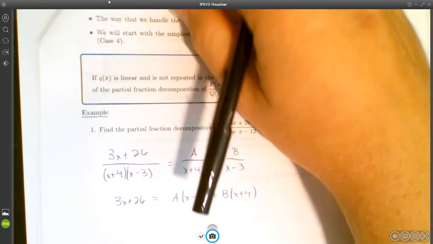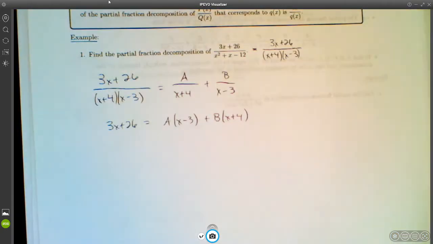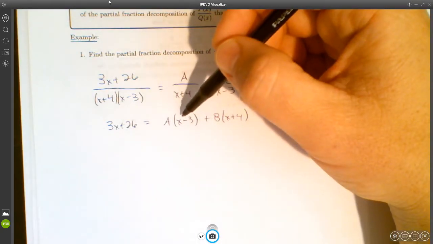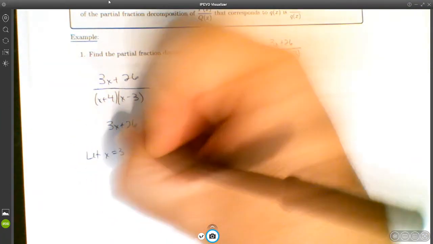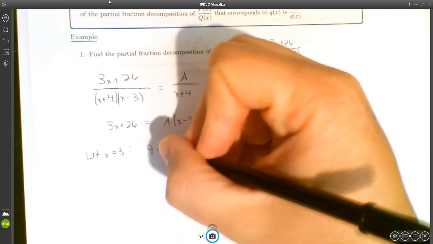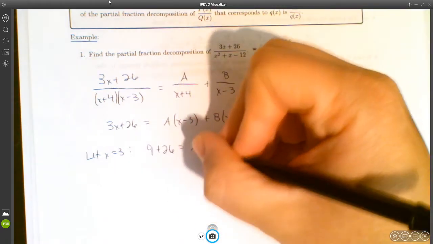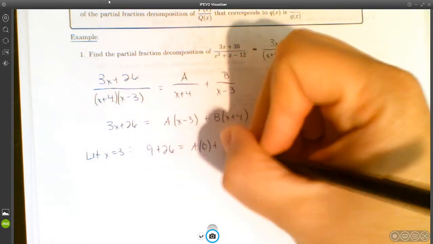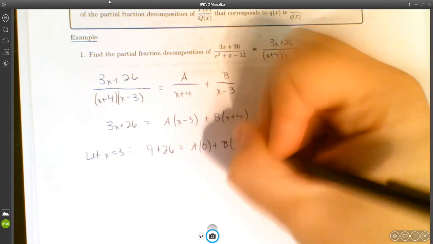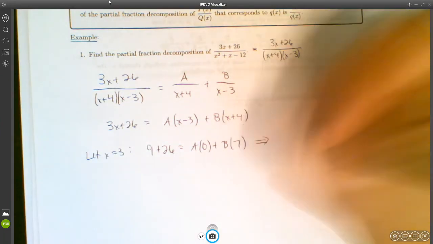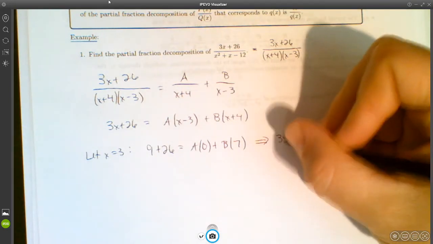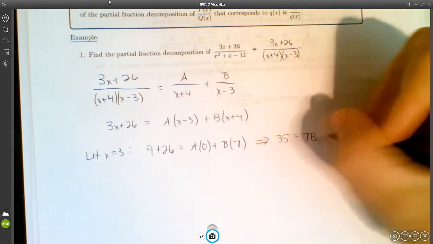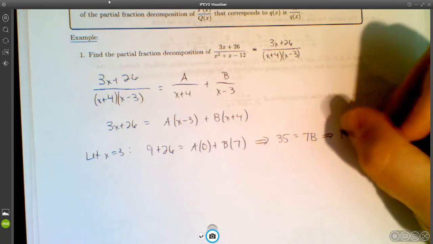Now I'm going to use the cancellation method in order to solve for a and b. So if I wanted to cancel a, I would plug in 3 for x, right? So let x equal 3, and you get 9 plus 26 equals a times 0 plus b times 7. So in other words, 9 plus 26 is 35 equals 7b, and that tells us that b is 5.